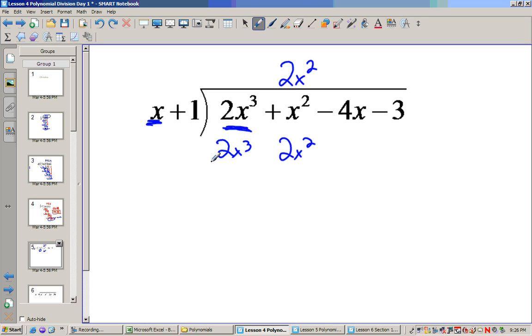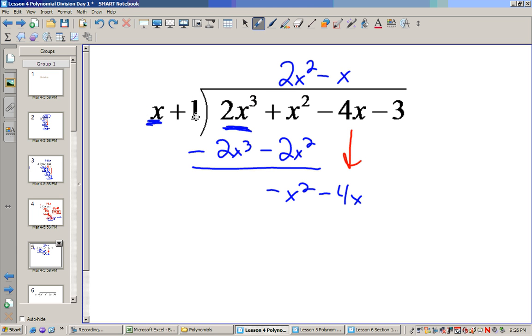Now once I multiply, now I subtract. So subtracting means I'm subtracting in both places. This one's going to cancel out. This one's going to be x squared minus 2x squared, which is negative 1x squared. Our next process is to drop the minus 4x. So how many times does x go into negative x squared? Well, negative x times x is going to be negative x squared, so I'll minus x up here.